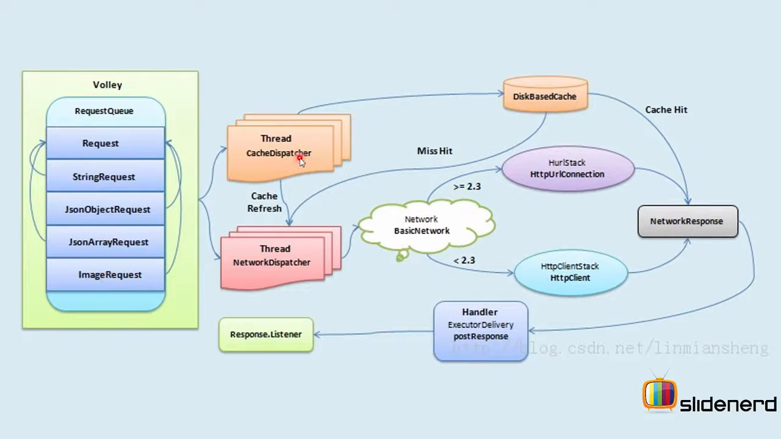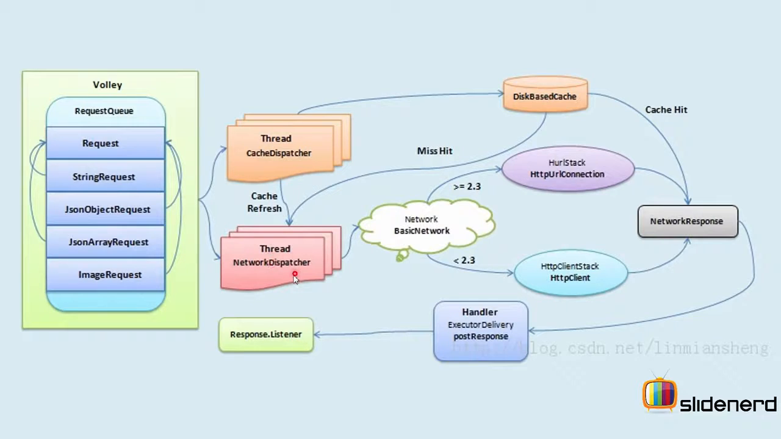And as you saw, the cache dispatcher and the network dispatcher in a little more detail look like this. The cache dispatcher uses a disk-based cache out there to find out whether the data is available or not. If the data is not available, it simply forwards the request back to the network dispatcher. But if the data is found, then the network response is generated and that is given back to your handler where you have your response.listener inside your main thread where you get the data.